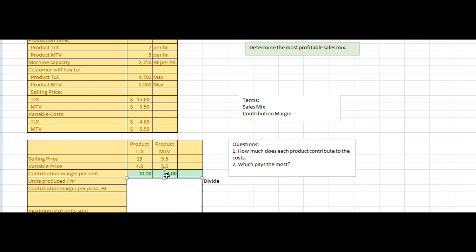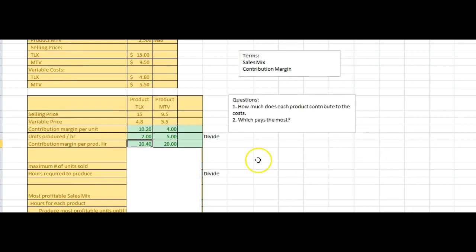But wait, how many units are we producing per hour? That's going to make it a little more interesting because we're looking at it per hour. If I make 2 per hour, my contribution per hour is $20.40. And if I make 5, this one is $20 per hour. So this one has the highest contribution, so that would be the one we'd want to maximize, right?